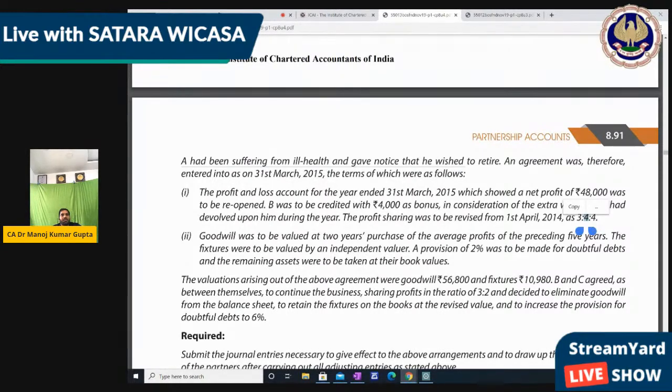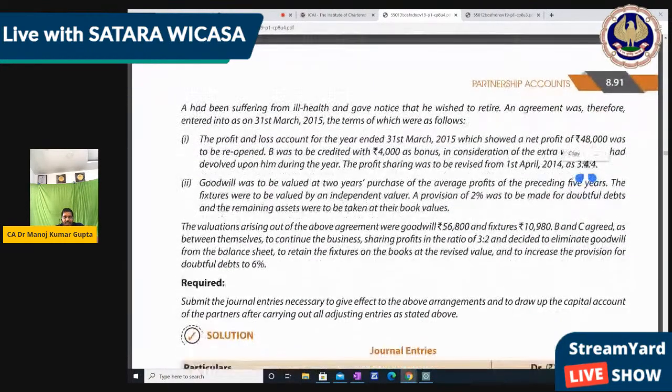Again, goodwill was to be valued at 2 years' purchase of the average profit of the preceding 5 years. The fixtures were to be valued by an independent valuer. A provision of 2% was made for doubtful debts, and the remaining assets were to be taken at their book value. These are the terms and conditions, right? But what is the goodwill value? What has the independent valuer valued? That is not given. That is given below, in the note, right?